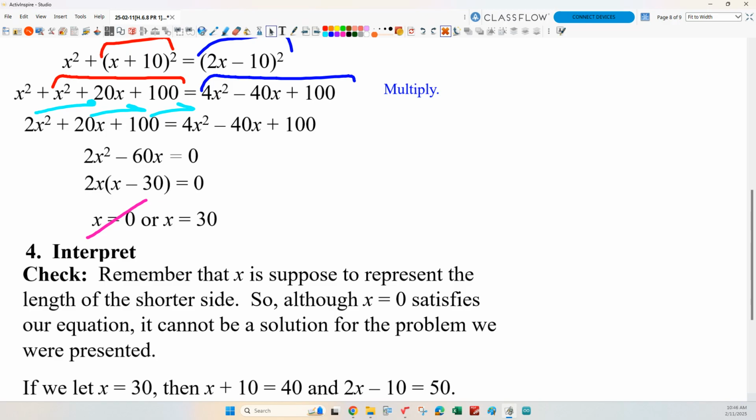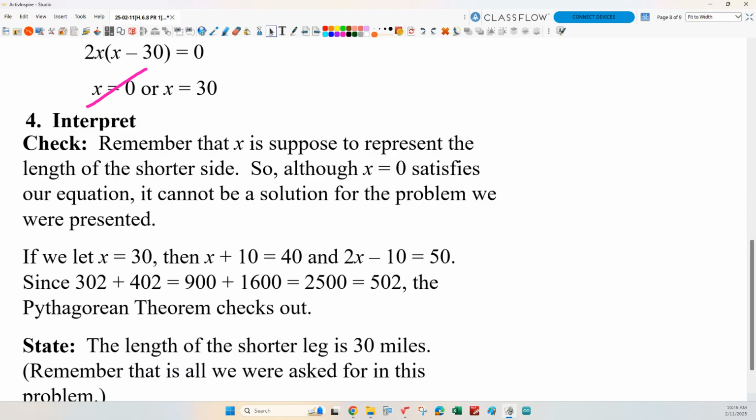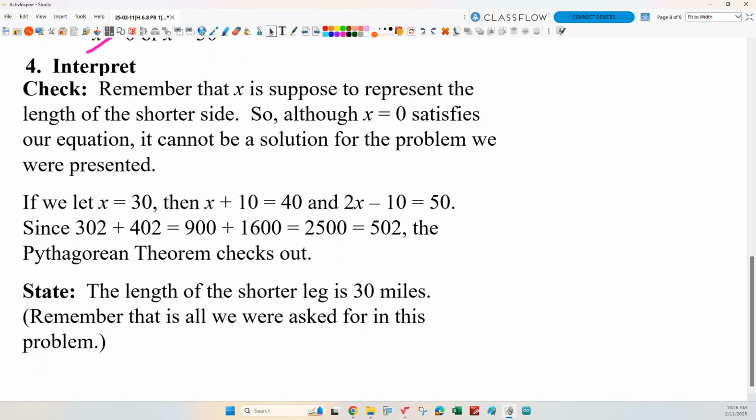I can find the lengths of all the sides, right? So if x is 30, then the longer leg was x plus 10, so that's 40, and the hypotenuse was 2x minus 10, so 60 minus 10 is 50, and we got it. We got all our lengths. Okay, give me thumbs. Will that make sense? Okay? All right, one more.